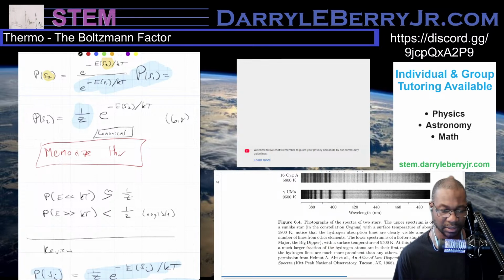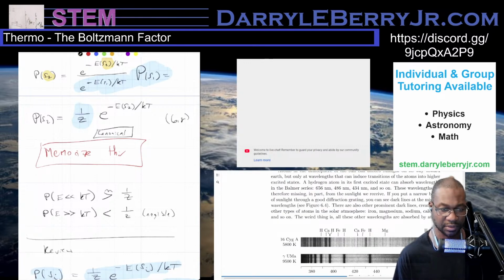Which one would this be called? Absorption spectrum.